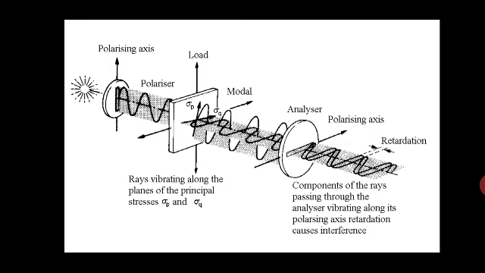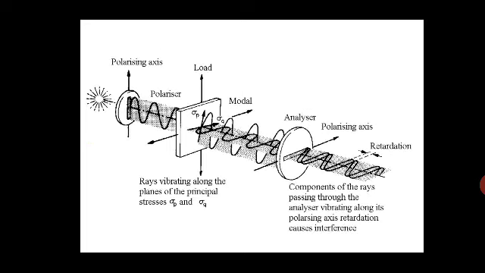The sinusoidal wave propagating in the vertical axis, after passing the stressed model, will be moved in the horizontal axis. These are the rays vibrating along the planes of the principal stresses sigma p and sigma q, or we can take them as sigma 1 and sigma 2, the two principal stresses. Finally, the rays passing through the analyzer, vibrating along its polarizing axis, with retardation cause interference. Now we shall discuss the principal working of this.